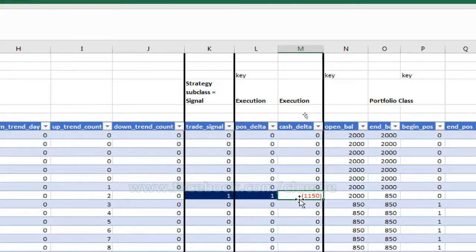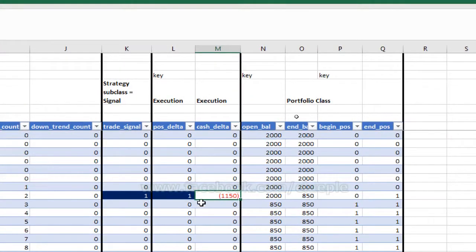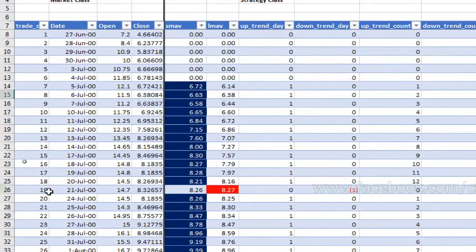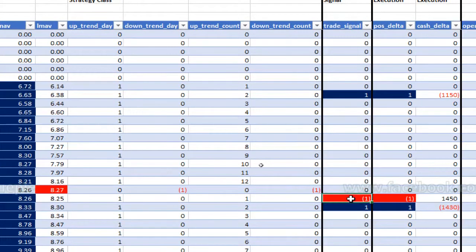I only need to spend 1,150, and at the beginning of the day, I have $2,000. So at the end of the day, I have $2,000 minus 1,150, so it's 850. At the beginning, my position is 0 because I have no stock, and at the end, I have 1 stock. So up until day 20, I see a signal.